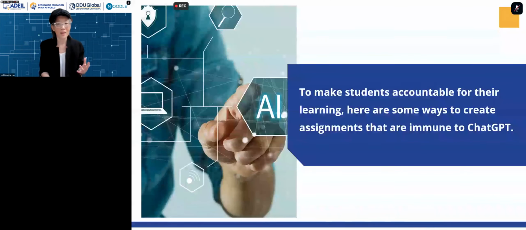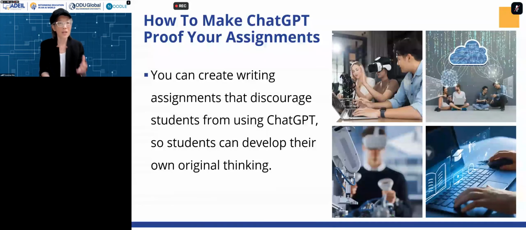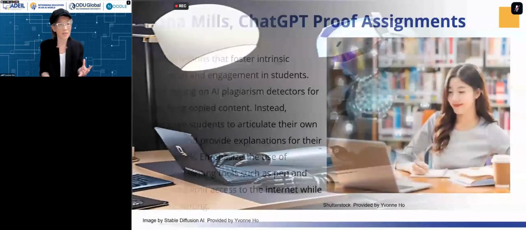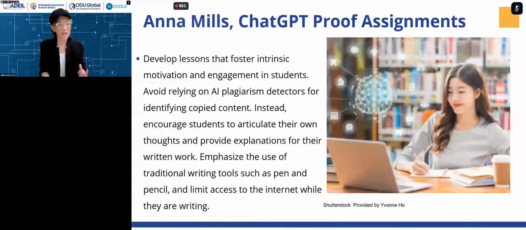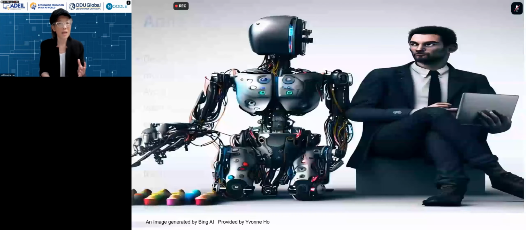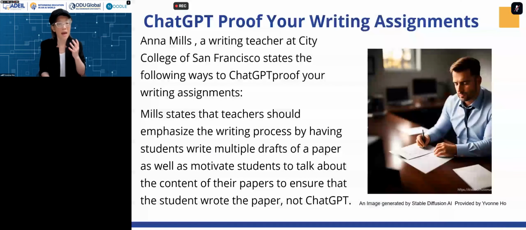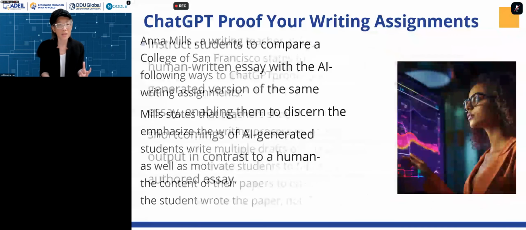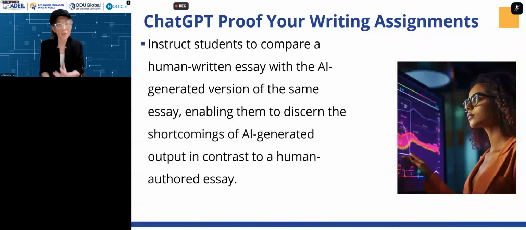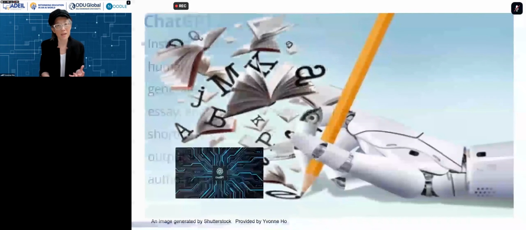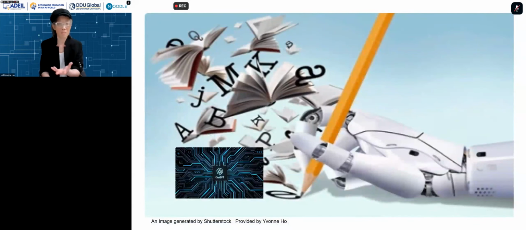And so, to make students accountable, you can ChatGPT proof your assignments. And in order to do that, you ChatGPT proof your assignments by having students have a lot of writing process, have them write multiple drafts, have them write in pen and pencil, make sure there's no internet in the room. You can have students compare a human written essay with an AI generated essay. So some teachers are resistant to ChatGPT, so they want to ChatGPT proof their writing assignments. And so have students do it the old-fashioned way, pen and pencil.